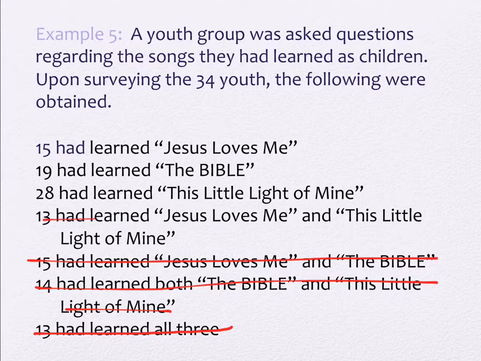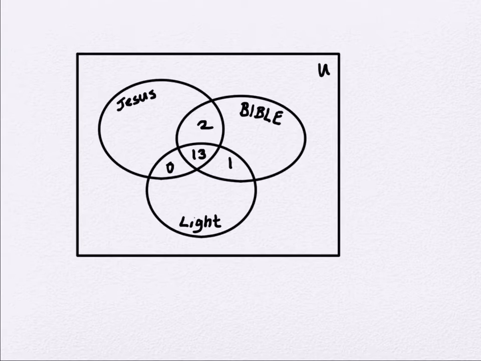All right, moving on along. We have 28 that had learned This Little Light of Mine. Oh my goodness, that's my bottom circle. I'm supposed to have 28 in this bottom circle. I have 13 and I have 1. How many more do I need? 14 more. So there's 14 down here.